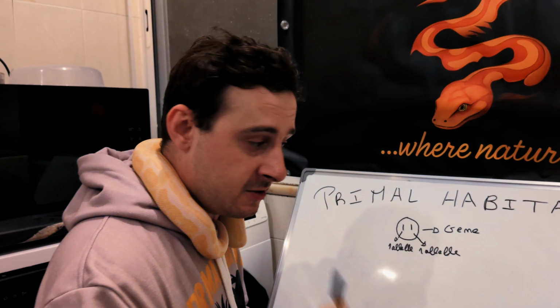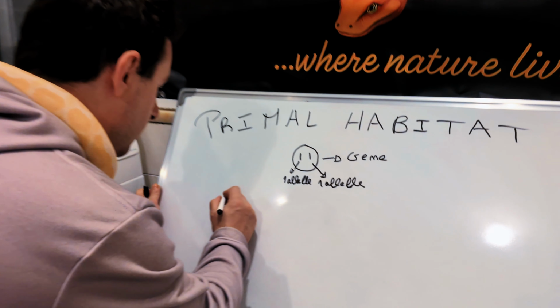There are 3 types of genetic traits in ball pythons. Those are dominant.